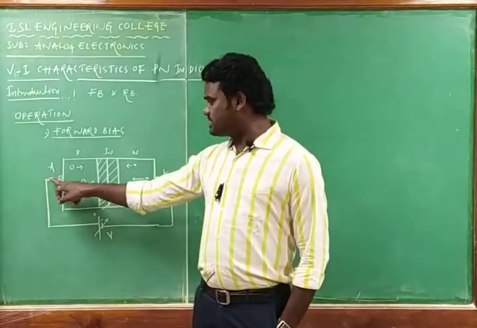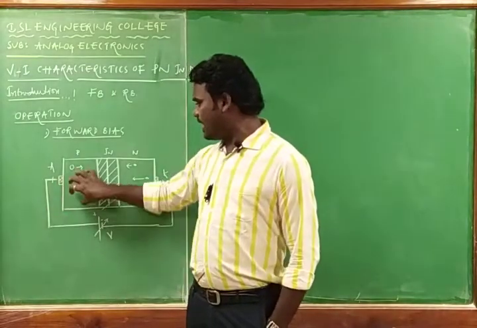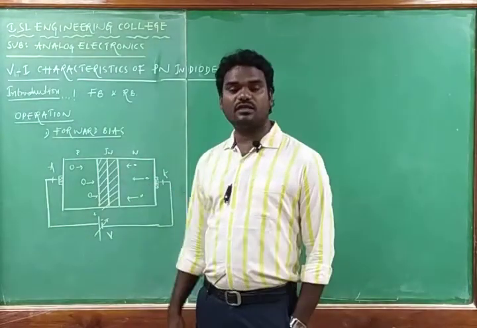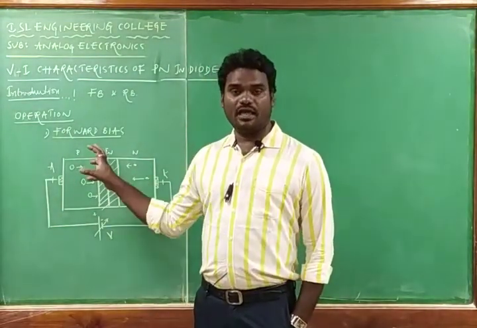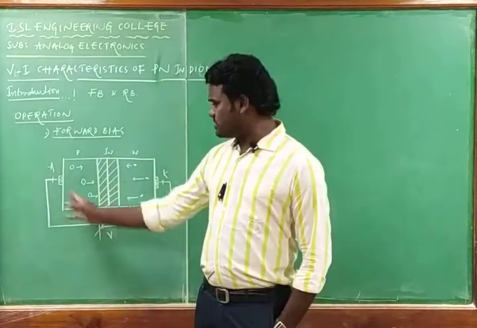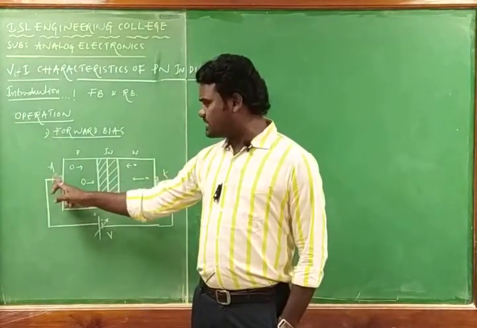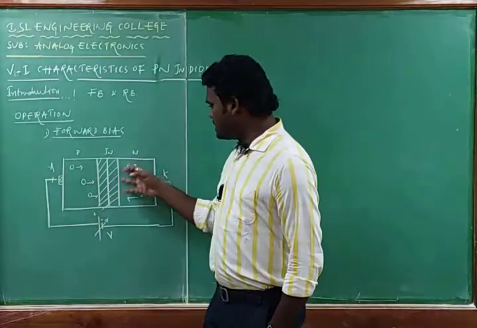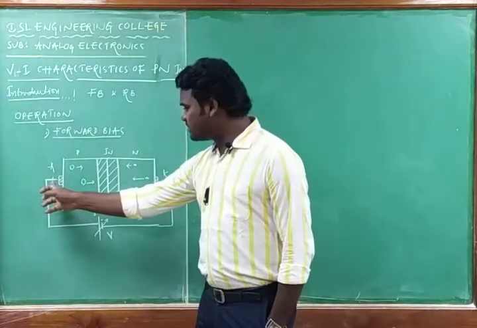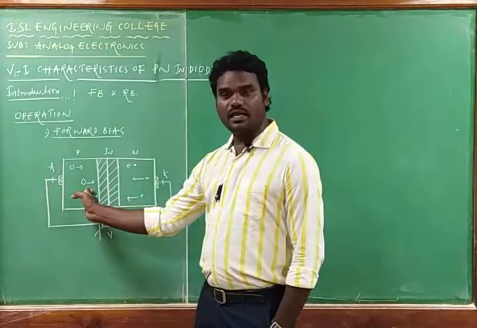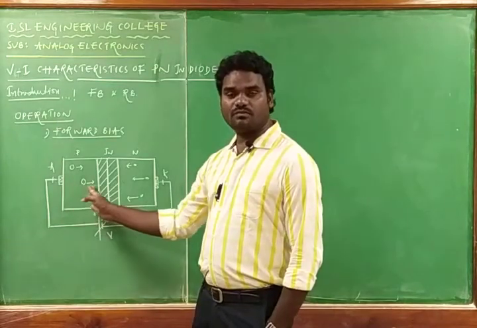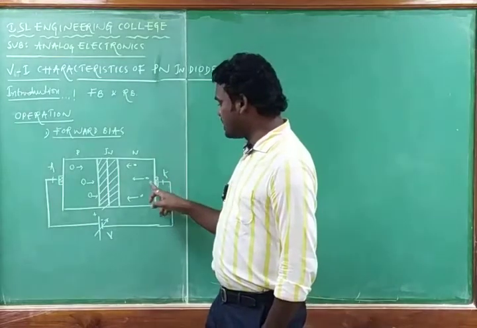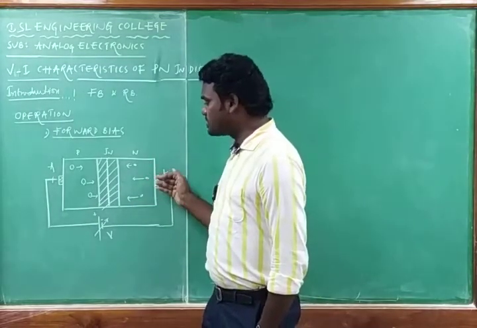This line is carrying the positive, and here it is also positive, and this line is carrying the negative, and this is also negative, so there is a repulsion. This positive charge of the battery pushes the holes towards the depletion layer, or pushes the holes towards the junction, and this negative charge pushes the negative charges, that is, the electrons, towards the junction.